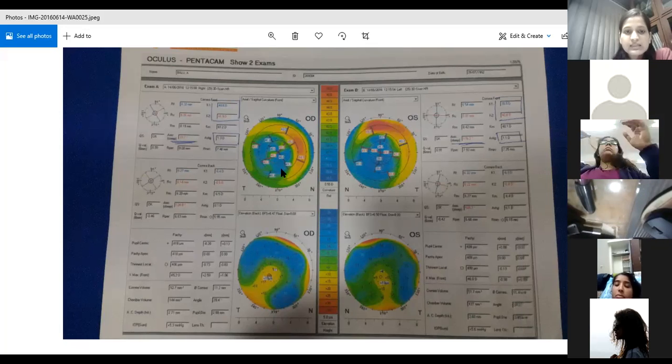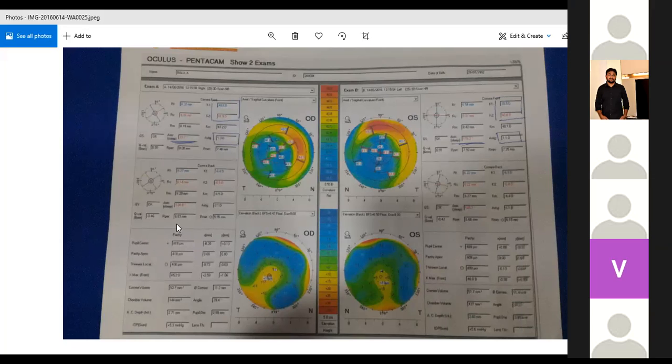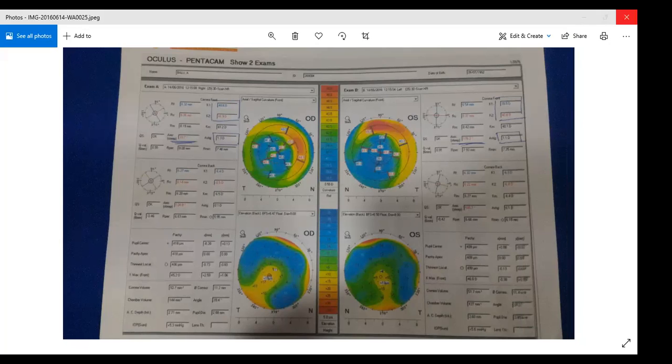So basically the central area of corneal flattening is the most important thing that you're supposed to recognize, and the other thing is correlated with the pachymetry. Now I'll show you how a hyperopic LASIK looks.